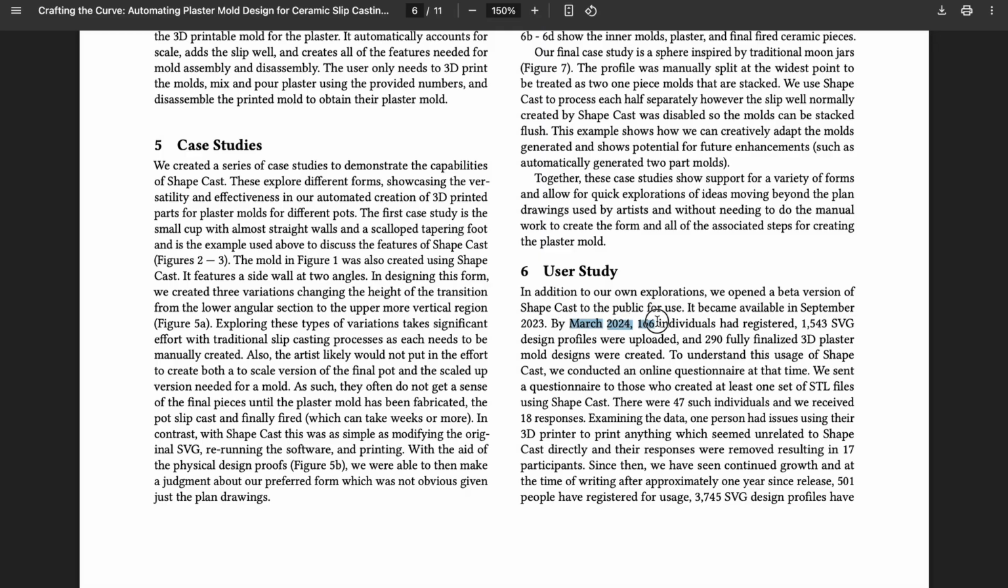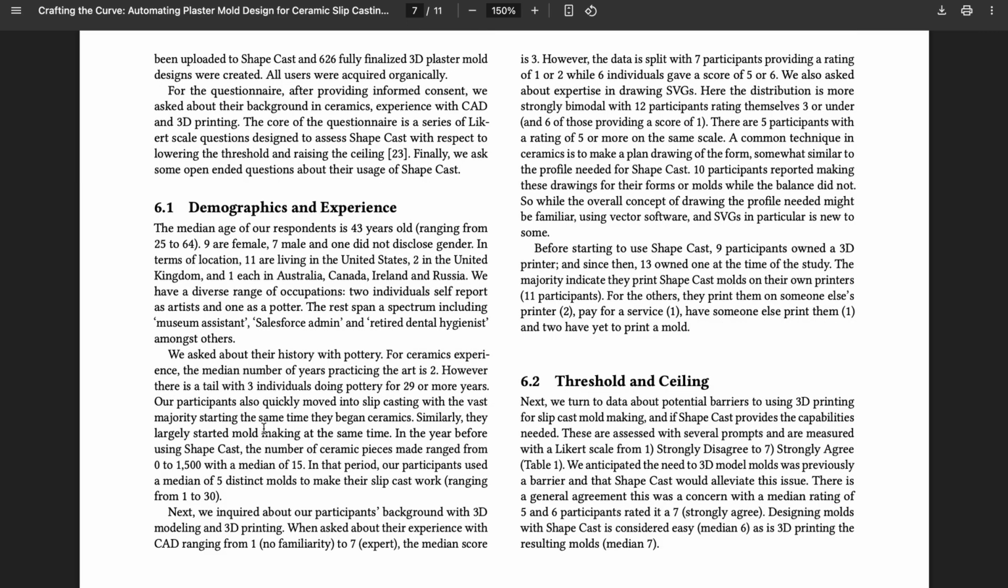So I did the study in March of 2024, and I wound up with 17 participants in the study. I reported on some of the demographics of who they were. One of the questions I asked was how familiar people are with 3D printing and how they were with SVGs. I think this has changed now that Shapecast has been out in the wild for a while.